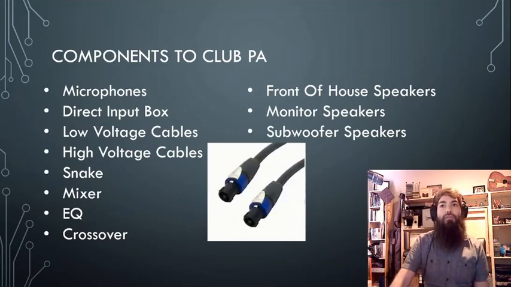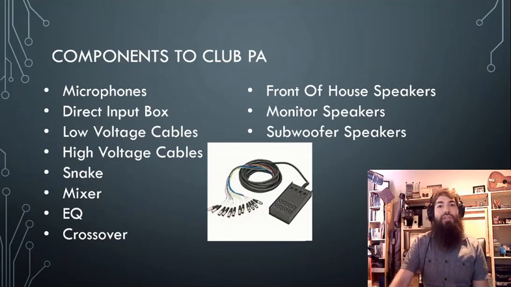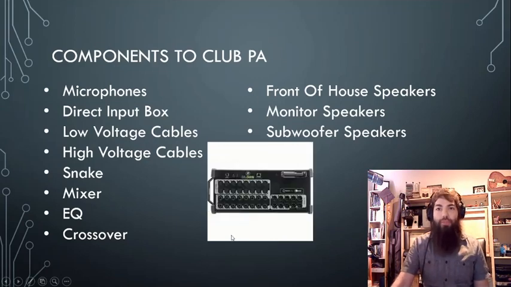We also got our high voltage cables. These are going to allow us to plug an amplifier into a passive speaker. We've also got snakes. These are what we use to clean up the stage a little bit, so that we don't have a whole bunch of cables running through. We might have just one big cable that can send, for this particular example, 8 XLR one way and 4 XLR the other way.